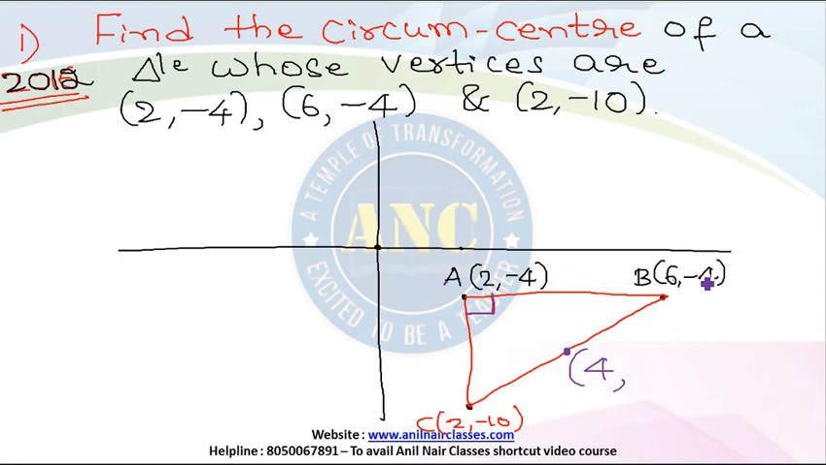y1 plus y2 by 2. Minus 4 minus 10 is minus 14. By 2 is minus 7. Answer for this question is circumcenter is 4 comma minus 7. If orthocenter was asked, it was 2 comma minus 4. Very easily you can solve it, sir.